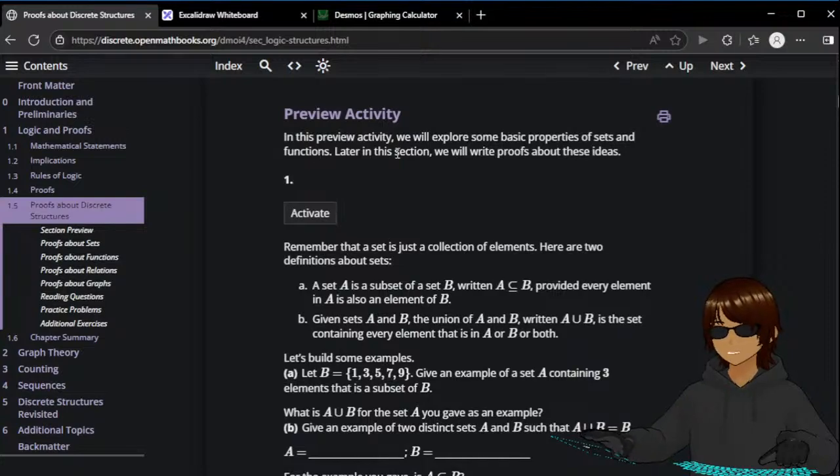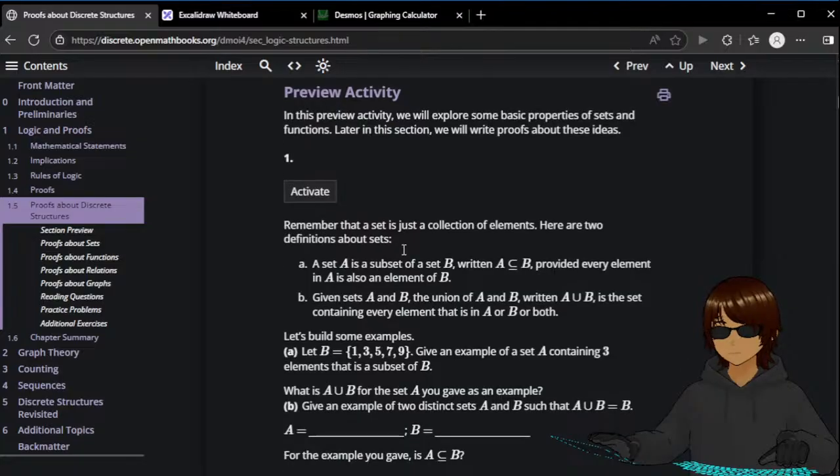Explore some basic properties of sets and functions. Later in this section, we'll write proofs about these ideas. Remember that a set is just a collection of elements. Here are two definitions about sets. A set A is a subset of a set B, written A subset B, provided every element in A is also an element of B. Given sets A and B, the union of A and B, written A union B, is a set containing every element that is in A or B or both.